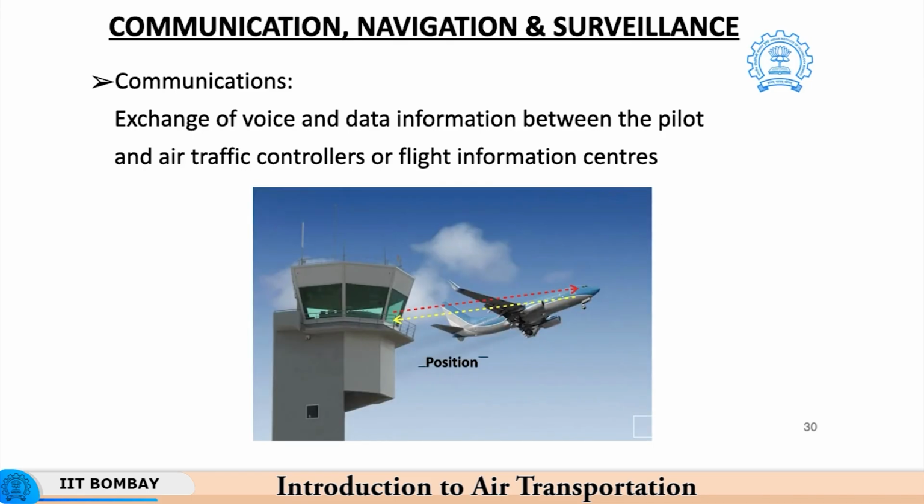So, as I mentioned to you, there has to be a free communication between the aircraft and the ATC controller as well as the flight information center. This information should be able to transmit efficiently many parameters associated with the aircraft that include the position, status, clearance, and the instructions that go to and fro between the ATC and the aircraft.